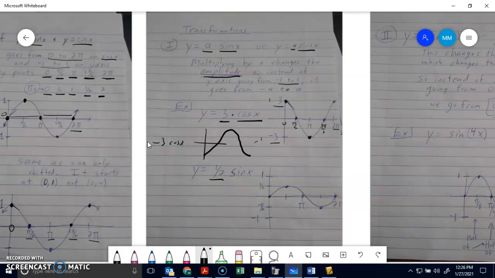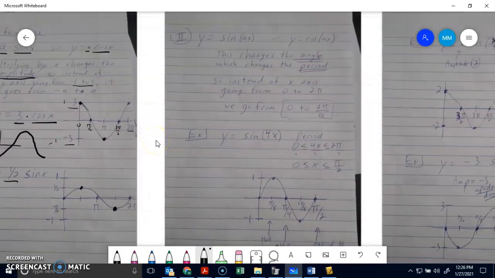So what would 1/2 sine be? Well, that just means sine is being shrunken down, and instead of going up to 1, 0, -1, it's only going up to 1/2 and down to -1/2. It just changes how high or how low it goes, how tall the wave is, if you will. Okay, that's all amplitude is.